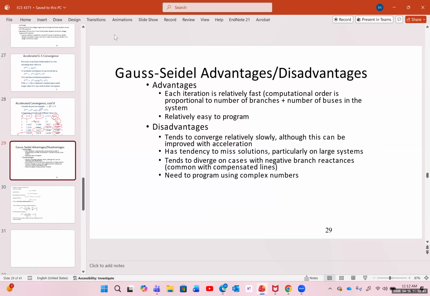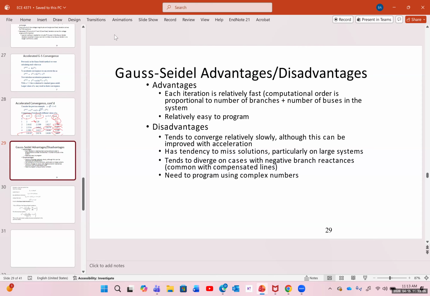So the Gauss-Seidel advantages are that each iteration is relatively fast. The computational order is proportional to the number of branches plus the number of buses in the system, and it's relatively easy to program. Disadvantages are that it tends to converge relatively slowly, although this can be improved with acceleration.